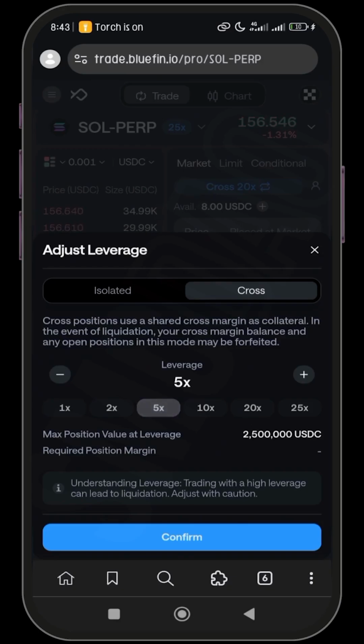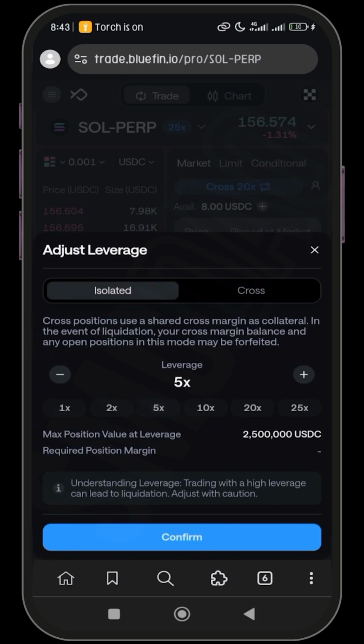Now the next is margin mode. So we have cross and isolated margin mode. For cross margin, all the money deposited in your trading account is shared across all your open trades. That is, if one trade starts losing, it can use money from your entire balance to stay alive. While on isolated margin, each trade has its own separate margin. Only the money you set aside for that trade is at risk. We'll be using isolated margin. Now just tap on confirm.